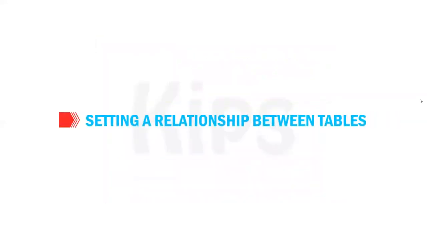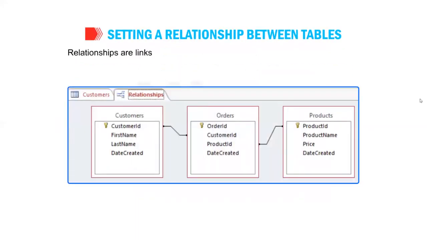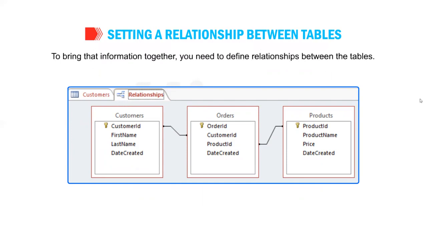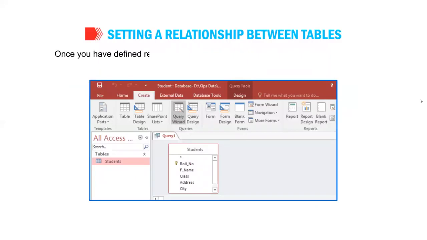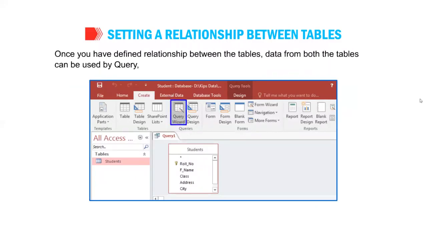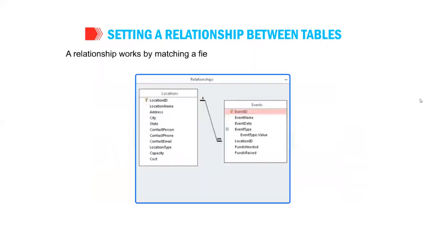Students, let me explain to you how to set a relationship between tables. Relationships are links that associate a field in one table with the same field in another table. In Access, you can store data in multiple tables. To bring that information together, you need to define relationships between the tables. Once you have defined a relationship between the tables, data from both the tables can be used by a query, form, or report. A relationship works by matching a field with the same name in both the tables.